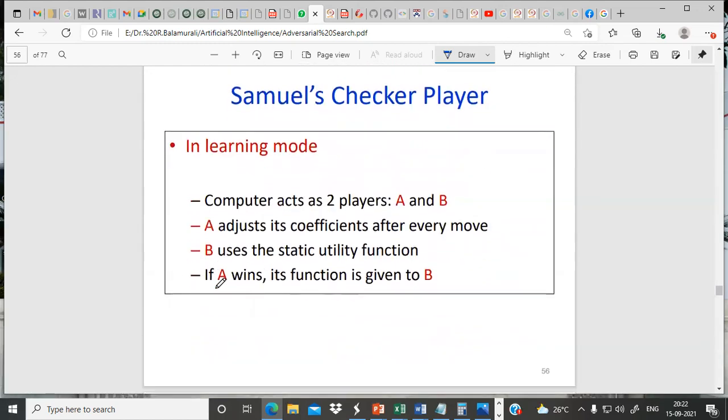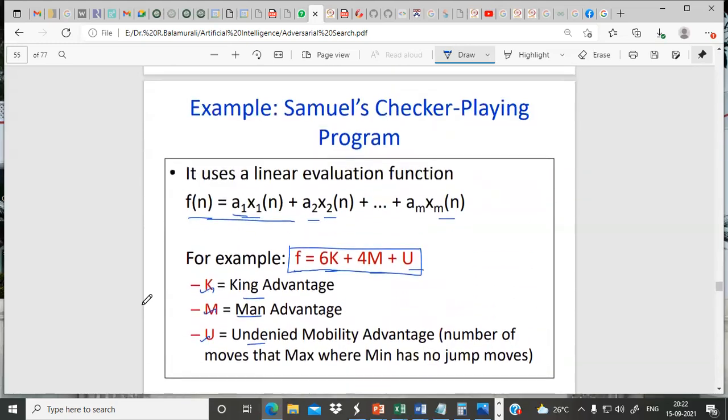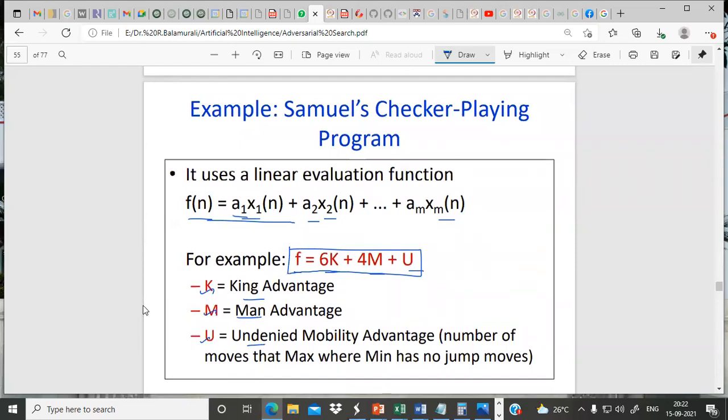Now let us assume that the computer acts as two players. Both player A and player B are played by the computer. But B uses a static evaluation function. What does it mean by static? These are weights: the weight associated with k is 6, the weight associated with m is 4, and the weight associated with u is 1.